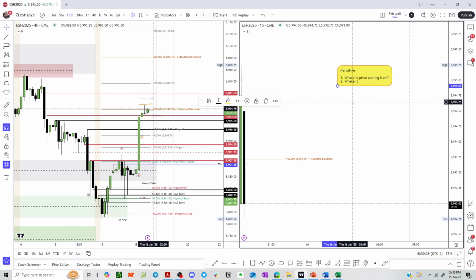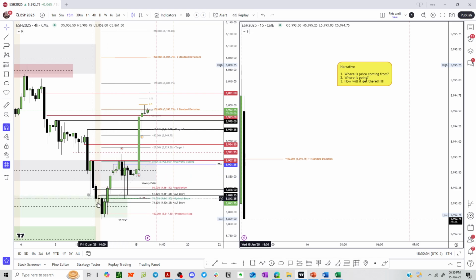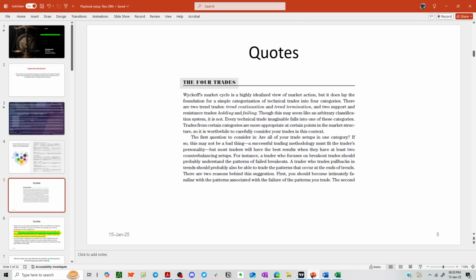Where is it going? And 3, how will it get there? And that's the punchline, right? So you're going to utilize this higher time frame as we discussed previously, right?